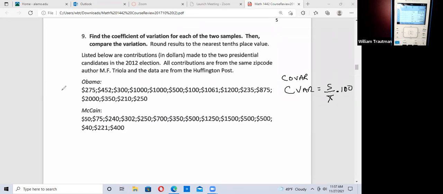So we're going to put Obama's data in L1, and maybe McCain's data in L2. We're going to put all this data in there. And for each one, we need to find the standard deviation S and the X bar. So we need to find both of these, S over X bar. And I'm going to grab my calculator.